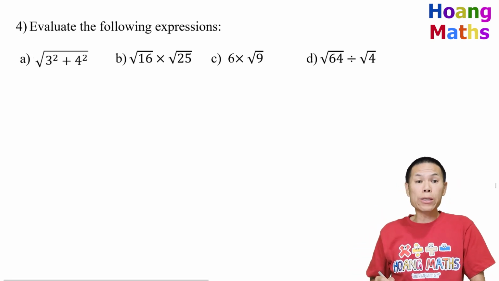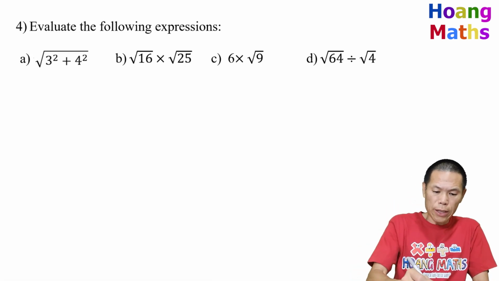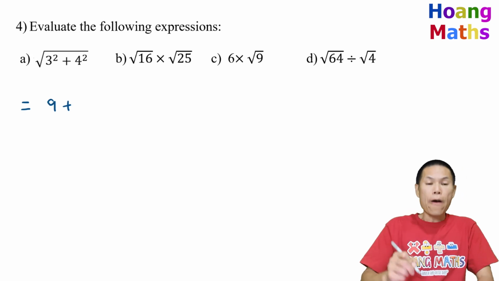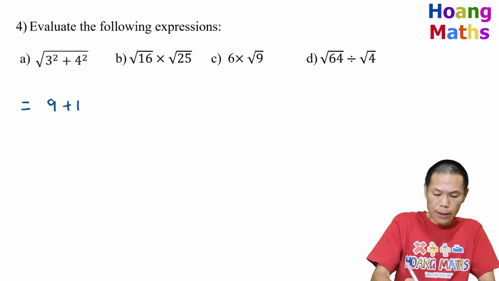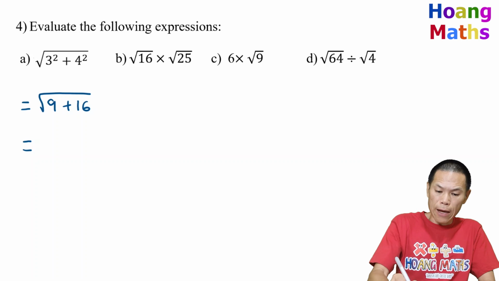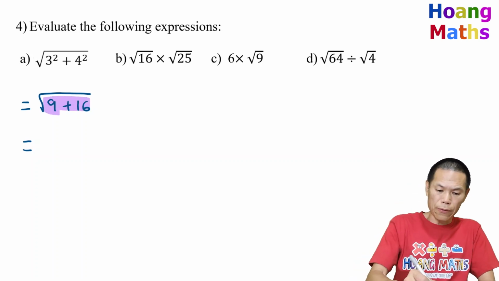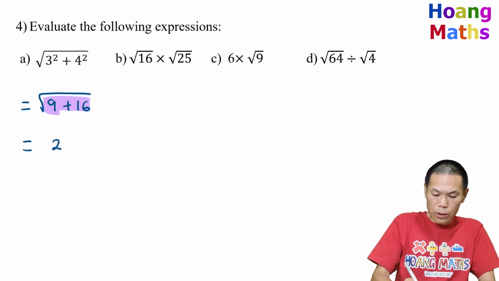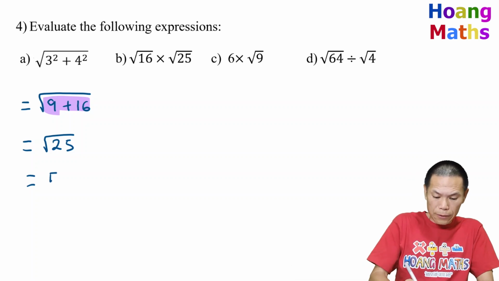Okay. So 3 square is 3 times 3. So give me 9. So we need to write this down. So that is equal to 9. We add 4 square, which is 4 times 4, is 16. And then we square root of this. And we need to work inside first, okay? So 16 plus 9 is 25. So that means 25 square root. So the square root of 25 is equal to 5.